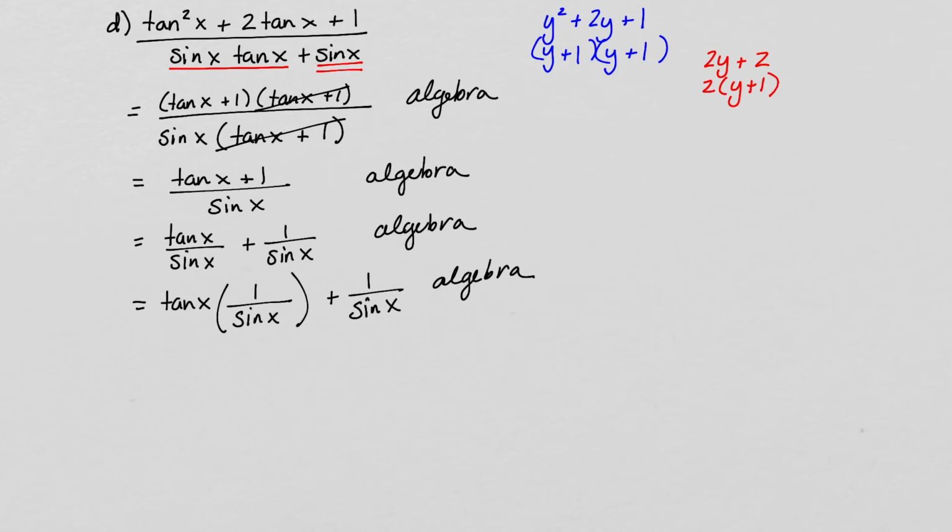Okay, so now I'm finally at a point where I can use one of those identities. Tangent is sine of x over cosine x. So I have sine x over cosine x times 1 over sine x, plus 1 over sine x. So I use the quotient identity.